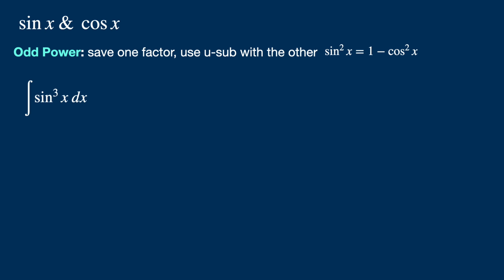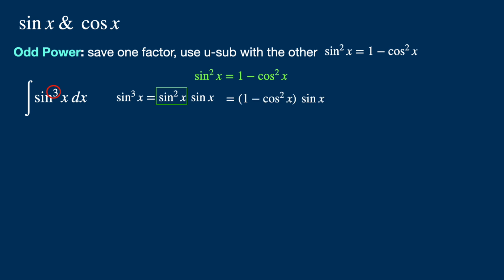Integral sine cube x. Cube is odd power, right guys? Odd power. Save one sine x, and you say sine square x times just sine x. That makes sine cube x. Then you're gonna use the trigonometry identity, sine square x equals 1 minus cosine square x. Then you have 1 minus cosine square x times just sine x.